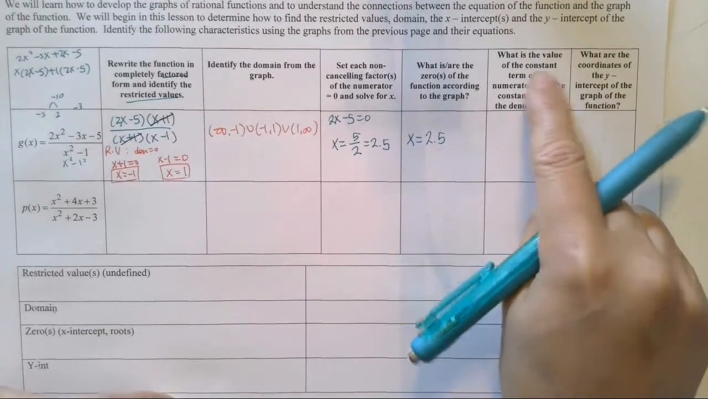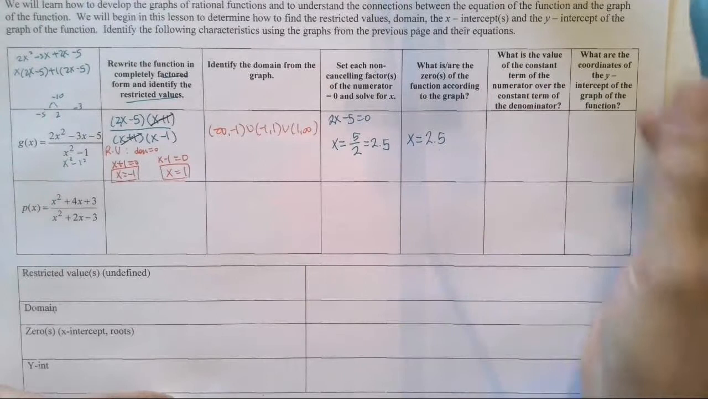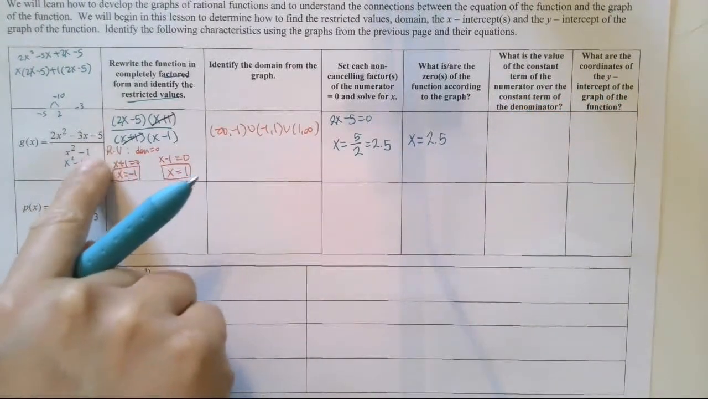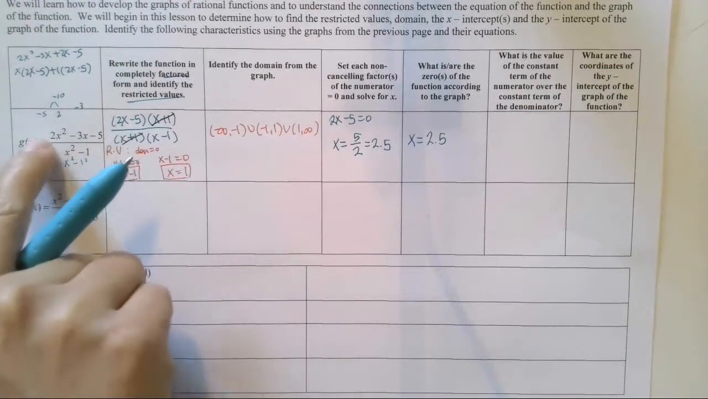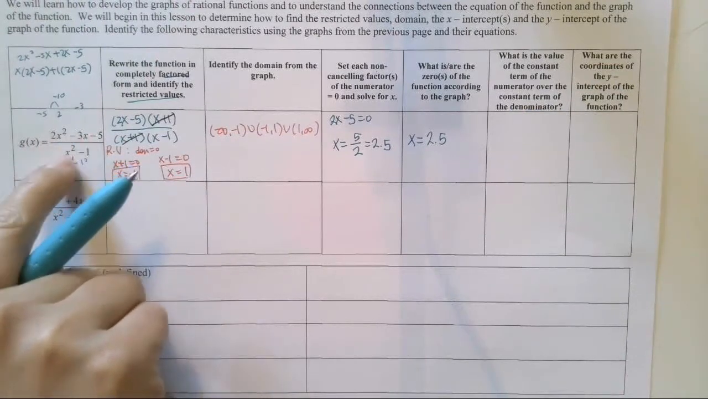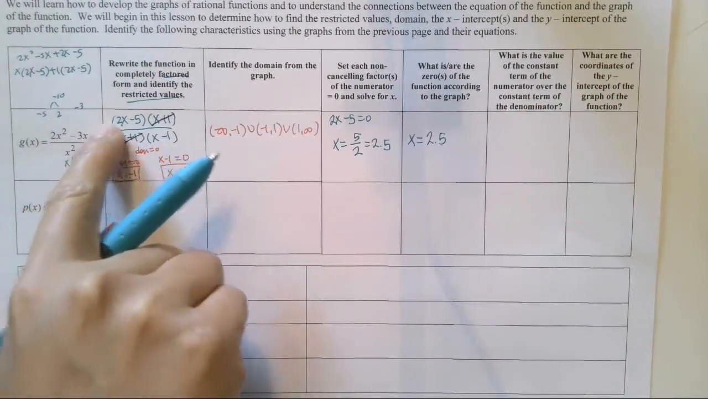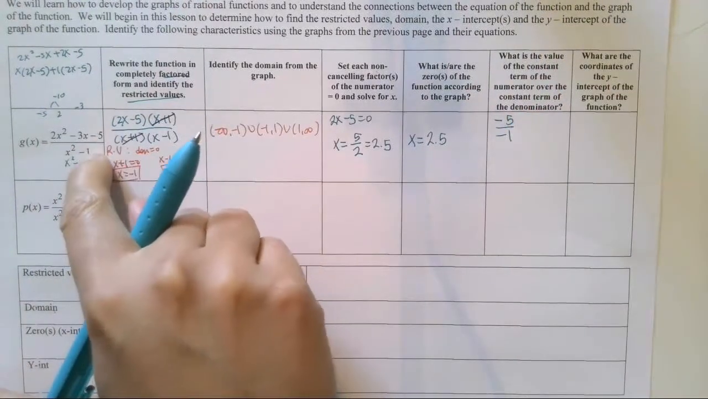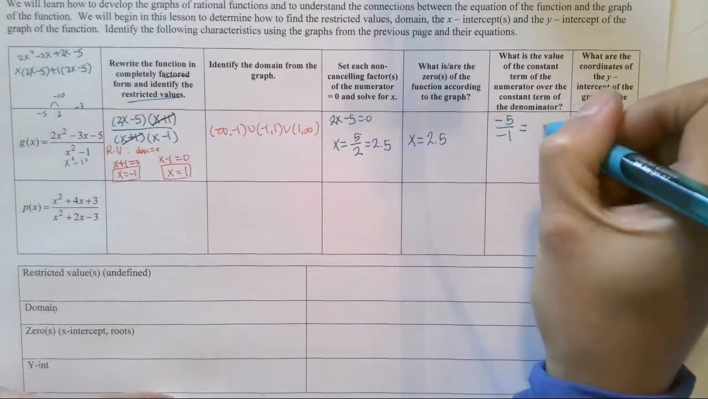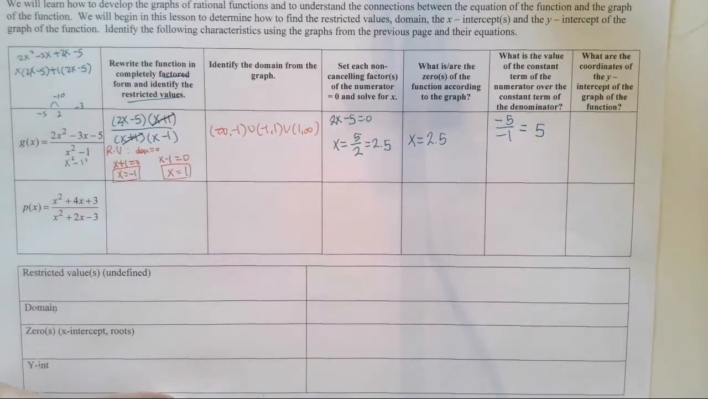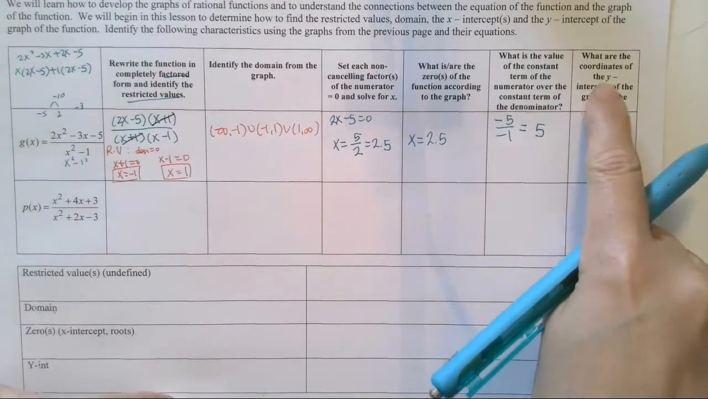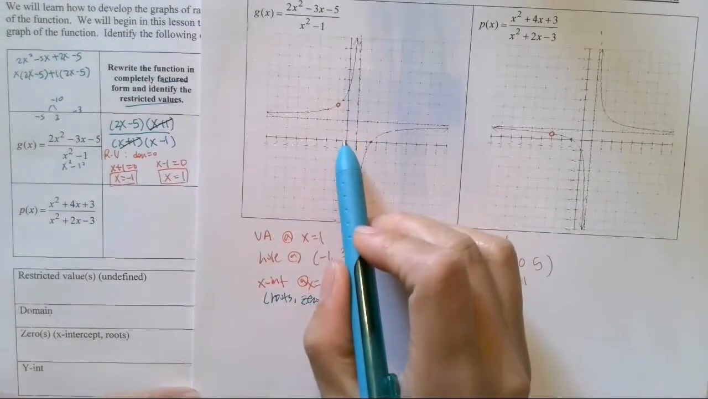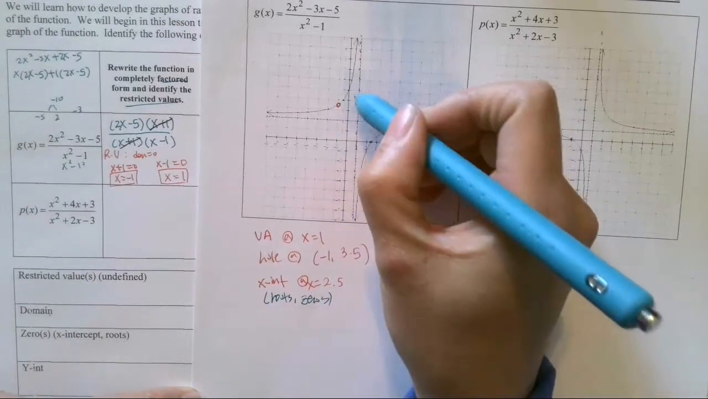Okay, what is the value of the constant term of the numerator over the constant term of the denominator? So you go back to the original. A constant term is a number without the letters. The constant term of the numerator is -5. The constant term of the denominator is -1. So just constant over constant. So what's that? 5. Now it says, what is the y-intercept? Where's the y-intercept? Where it crosses the y-axis?